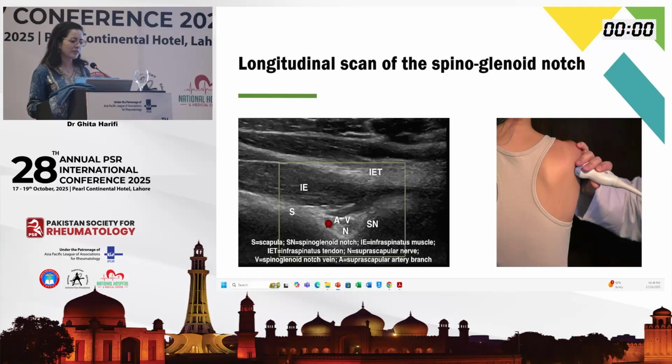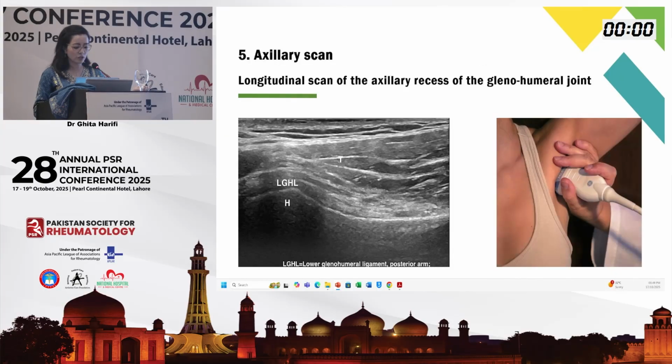The longitudinal scan of the glenoid notch is something that we do when you check the glenohumeral joint. If you go a little bit more proximally, you'll be able to see this notch. It's probably something that you won't be doing every day in the clinic, but yesterday, just before I flew to Lahore, I saw a patient with severe pain in the suprascapular area, and when I scanned, there was a ganglion at this level. There was a compression of the suprascapular nerve that was causing the pain. So you can actually make an easy diagnosis by scanning.